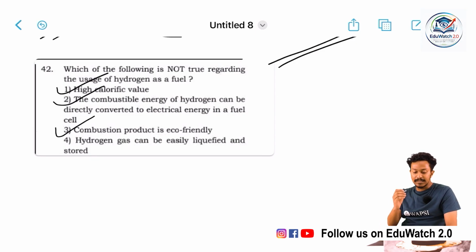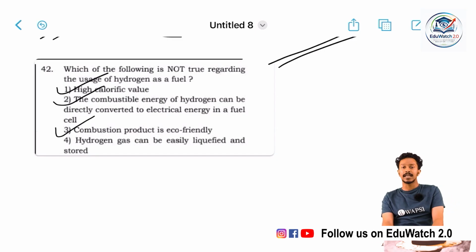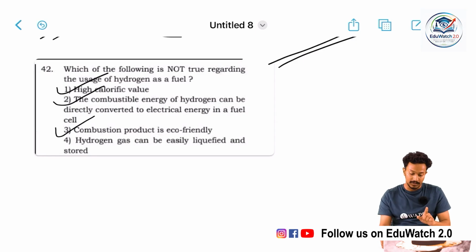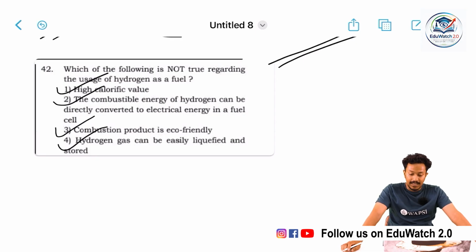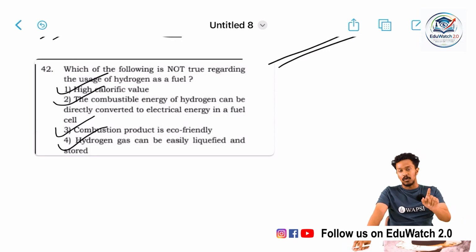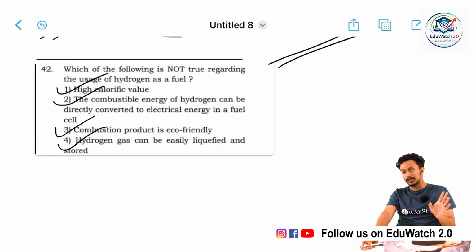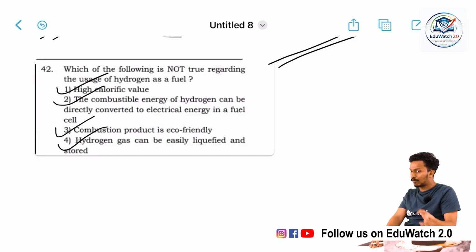Hydrogen gas can be easily liquefied and stored. There is a problem here. Hydrogen cannot be easily stored and cannot be easily liquefied. So, the fact that is not true about hydrogen is option number 4, which is hydrogen can be easily liquefied and stored. That is false. Hydrogen cannot be stored easily and it is not easily liquefiable.